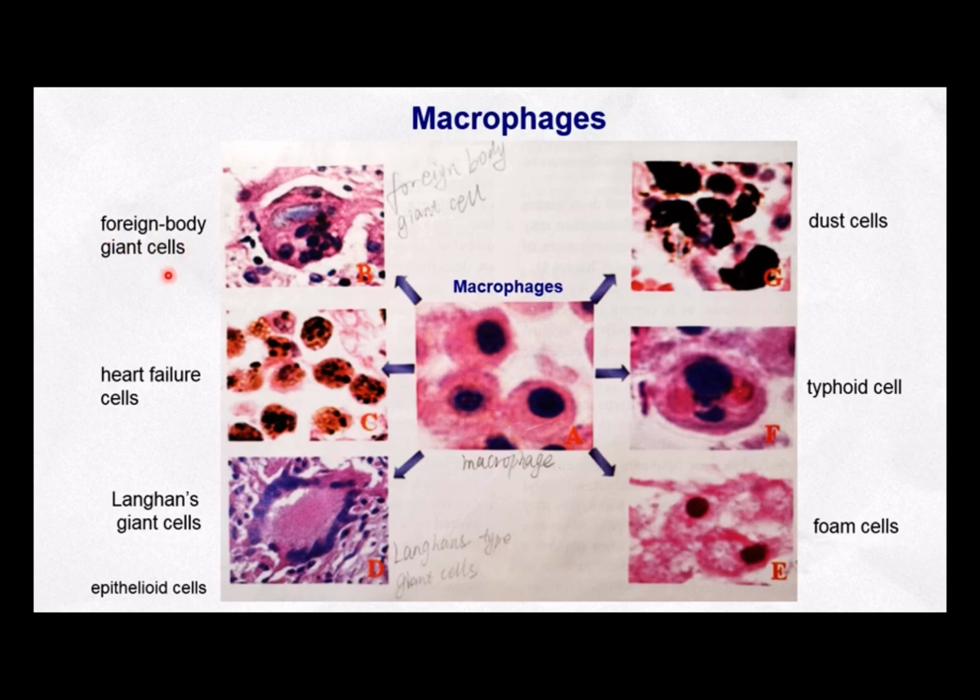Foreign body giant cells can be seen in the chronic inflammation caused by foreign bodies. The cell is very big with multiple nuclei, and the nuclei are arranged in disorder. So all of these cells are essentially macrophages.